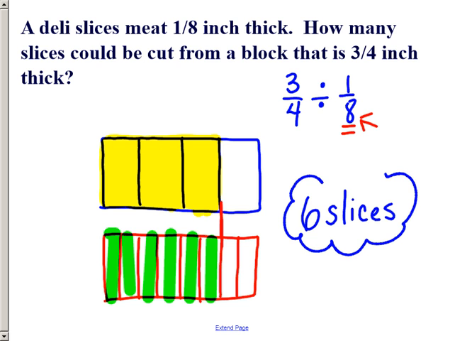Now that one's a little different, and I like drawing a separate rectangle to show that because it's a little bit hard to see maybe where your original 3/4 is if you try to draw the eighths on top of it. So you can experiment around and see what works the best for you. But this model that I drew shows 3/4 divided by 1/8, and it shows that my answer is I can get 6 slices that are each 1/8 from a piece that was 3/4 of an inch thick.